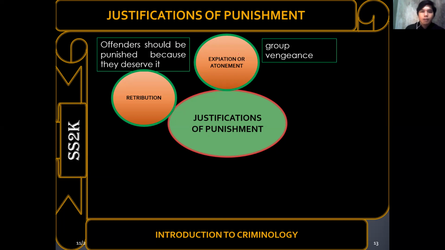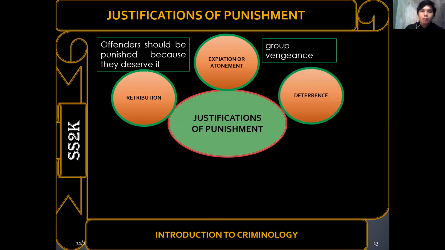Pero yung old, of course, na expiation or atonement, that is group vengeance. Ibig sabihin, grupo by grupo, tribo per tribo, yung sisingit doon sa kasalanang ginawa ng isang tao. We have deterrence. Ano yung deterrence? Deter. From the word deter. Punishment is imposed to warn potential offenders.